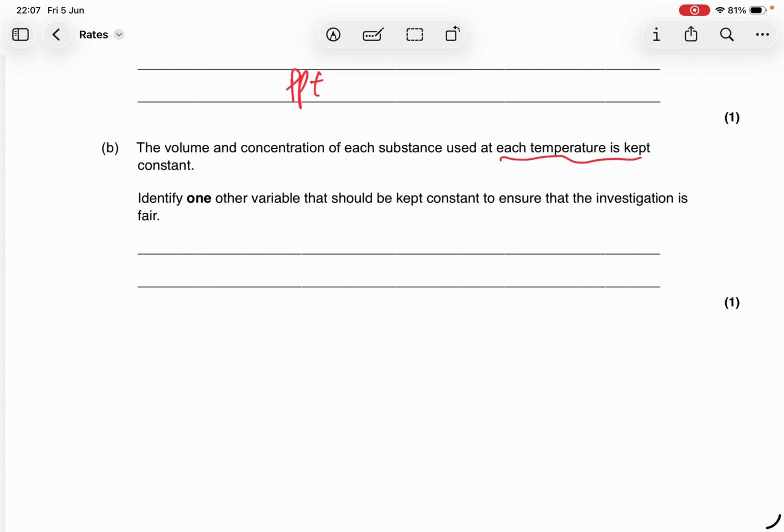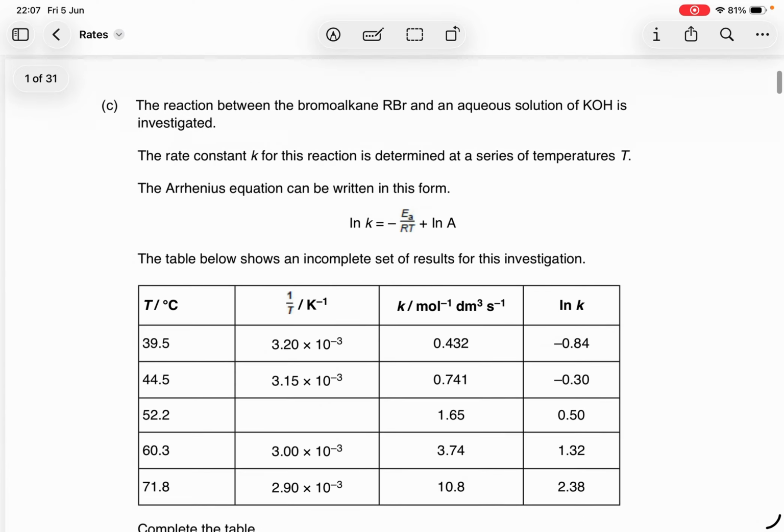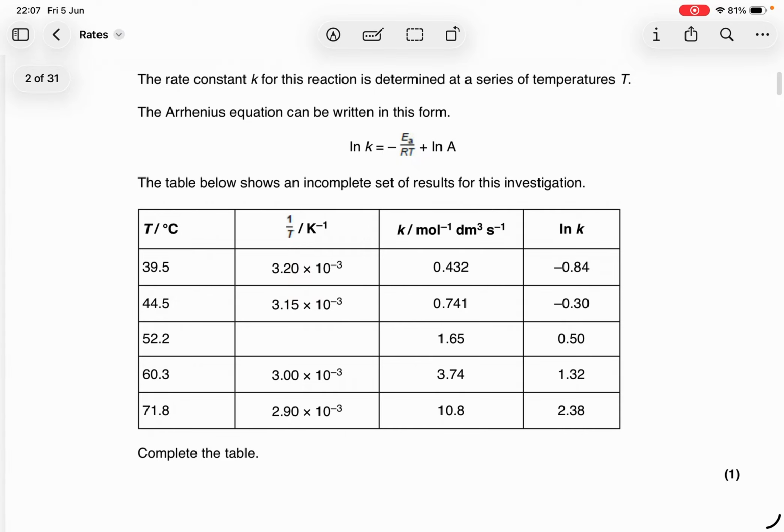Here you could say start the timer at the same point of addition, view the cross from the same distance. You could say same level of swirling here, so that could be another important one to do. A typical question now is, this is Arrhenius. So this just gives me the opportunity to talk about Arrhenius here.